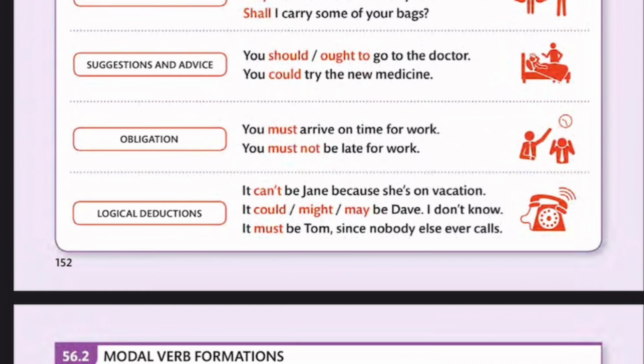For logical deductions: it can't be Jane because she's on vacation. It could be Dave. It might be Dave. It may be Dave. It must be Tom, since nobody else ever calls.